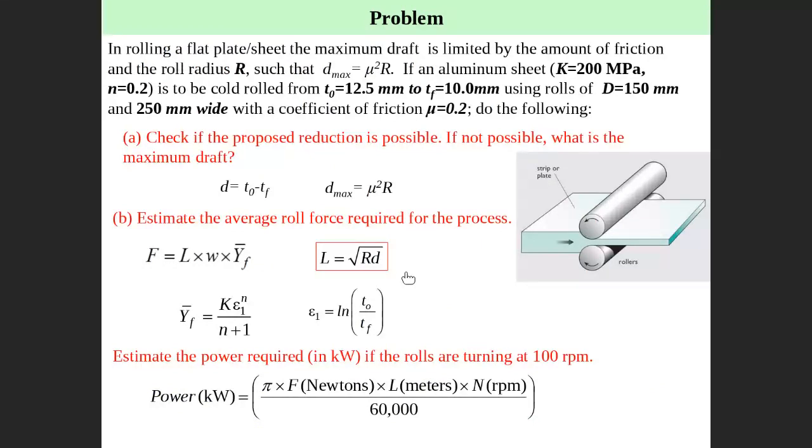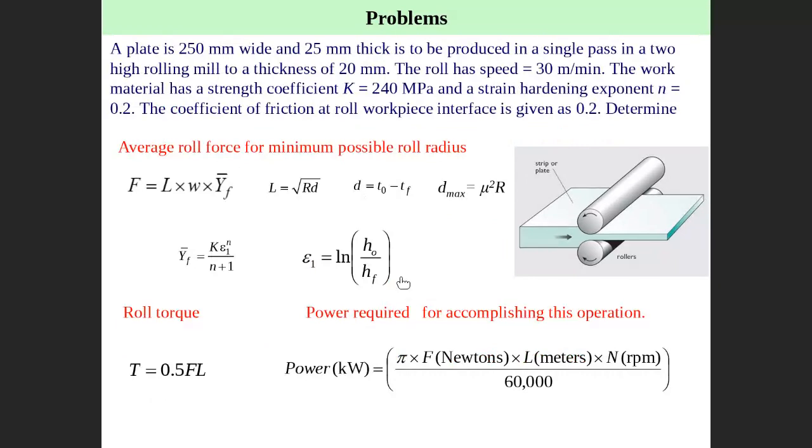Another example: in rolling a flat plate sheet, maximum draft is limited by the amount of friction. Actually, this one is very similar to the previous one. Exactly the same, so let me just skip and move forward. This is the next one. This is a little bit different idea here.